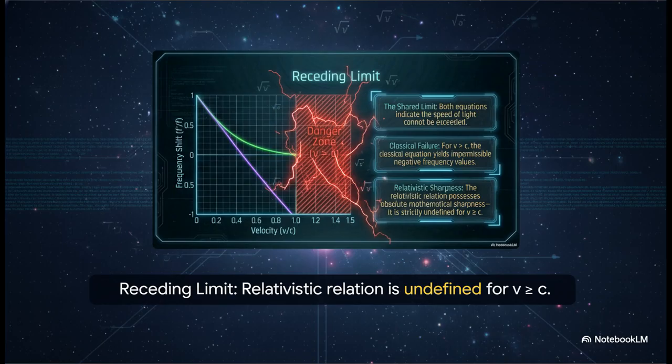If you plug a velocity greater than the speed of light into the classical equation, the violet line just plunges straight down into negative numbers. It yields impossible, completely impermissible negative frequency values. It is a mathematical failure. But the relativistic relation? It possesses absolute mathematical sharpness. Because of the square root denominator in the Lorentz factor, the equation becomes strictly undefined for any velocity equal to or greater than c. The math simply refuses to allow it. No impossible numbers, just a hard, elegant boundary.